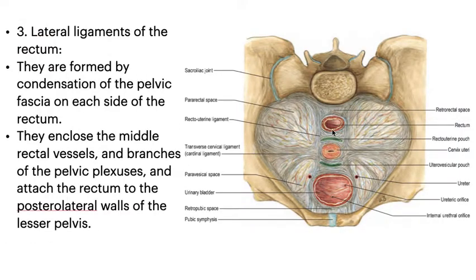Coming to the lateral ligaments of the rectum, this is the rectum. They are formed by the condensation of the pelvic fascia on either side of the rectum, enclosing the middle rectal vessels and the branches from the pelvic plexus, attaching the rectum to the posterolateral walls of the lesser pelvis.